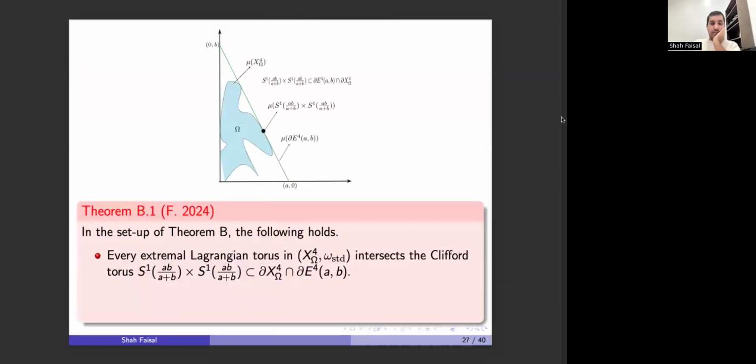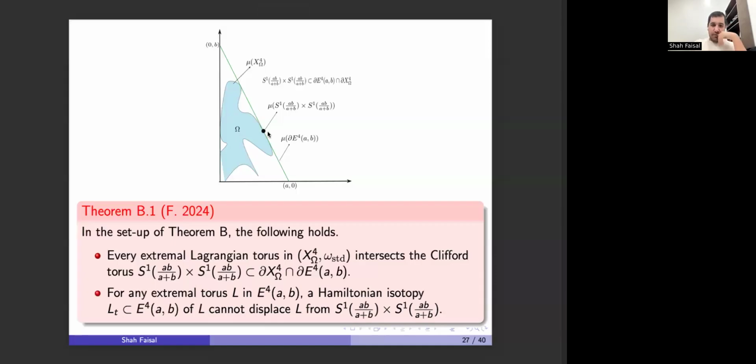And well, so an extremal torus is either here by the above theorem or here. So where is it? The next theorem is basically saying that it's in the connected component of the intersection of the boundaries where this product torus is lying, which is this black dot. So every extremal Lagrangian torus in that domain intersects this point, which corresponds to the product torus I have written down. Okay, so there is no extremal torus here. It's always near the diagonal of the domain.